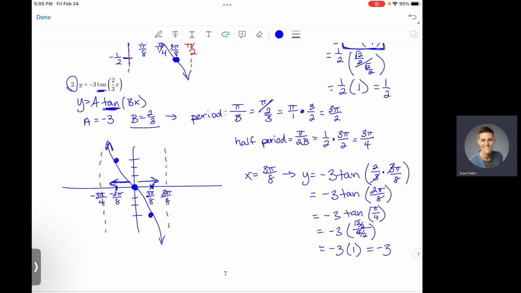All right, so I hope this helps you with transforming tangent and cotangent graphs. I'm sorry it was so rushed today. Let me know if you have any questions as you're studying this weekend.